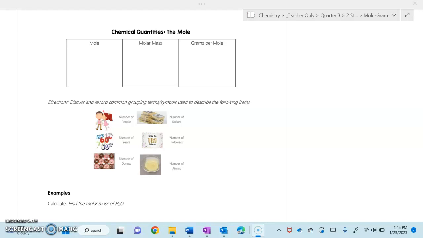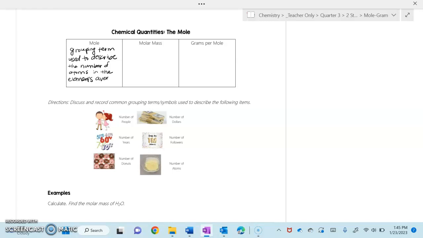So let's go ahead and define the mole as a grouping term used to describe the number of atoms. And it's specifically the number of atoms in the given element's average atomic mass.